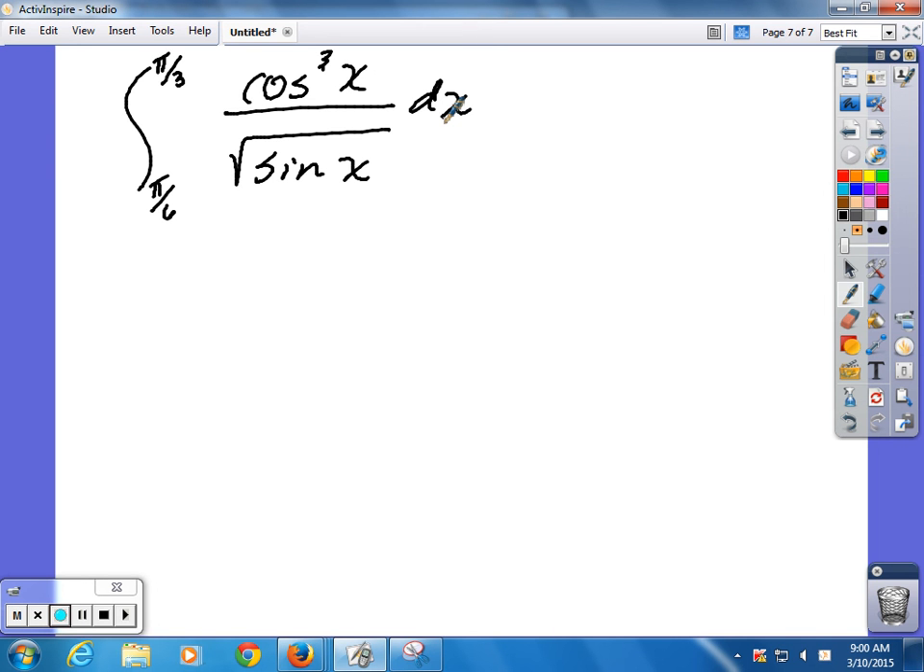Well, before you do any rewriting, what should you do with that radical? Change it into an exponent and bring it upstairs. Because that way you'll have u du. And then do what you're talking about doing, and change, like you said, the cosine to cosine squared times cosine.